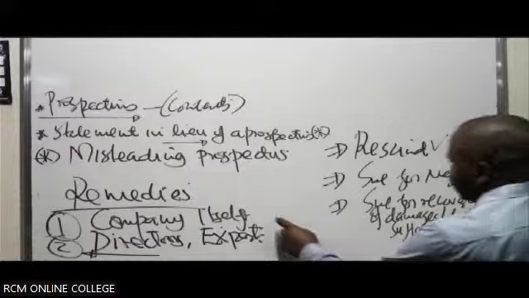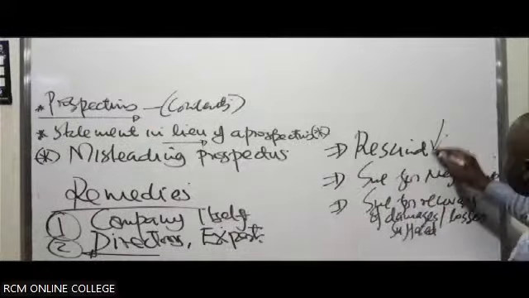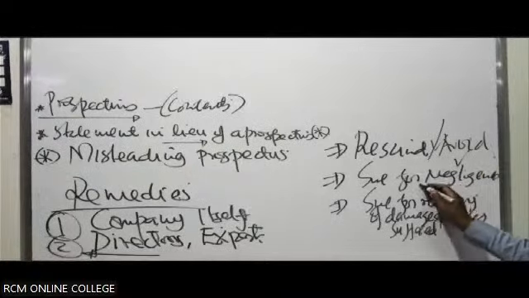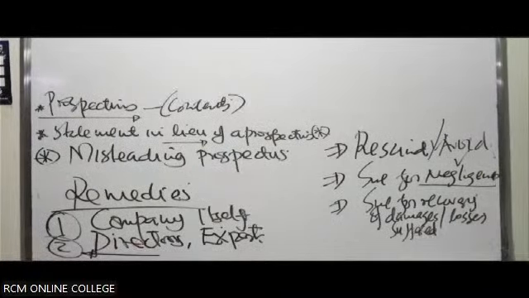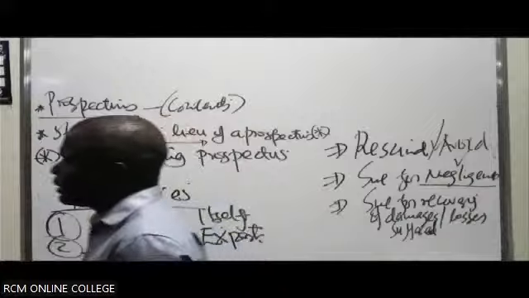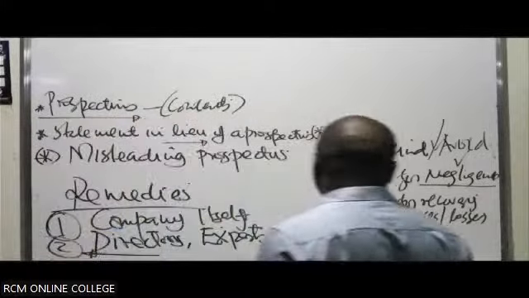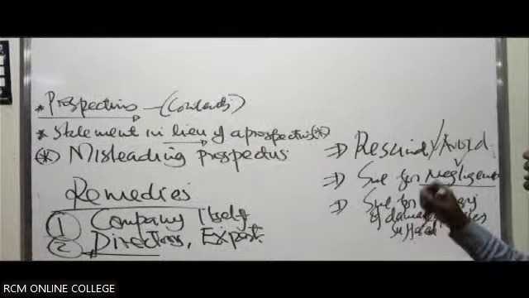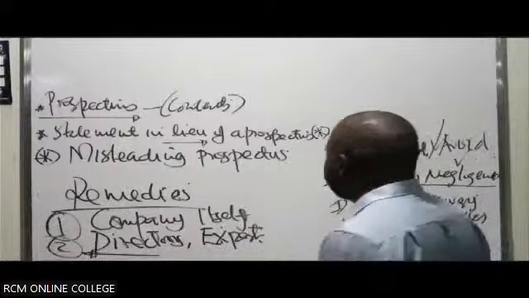Against whom? The company. So he can rescind or avoid the contract of allotment. He can sue for negligence, which you must have learned about in your law and governance. He can sue for recovery of damages or losses suffered against a key officer of the company, like a director. If you can prove an officer of the company was involved in that misleading prospectus, he can sue for recovery of any loss he has suffered as a result of relying on that prospectus.